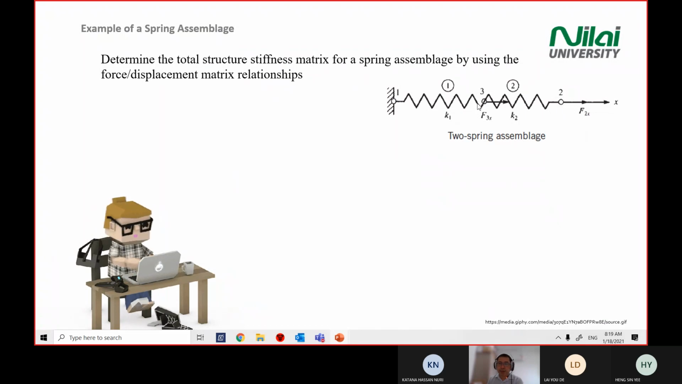And there's a pulling force at node number 3 and node number 2. There's a force at point number 2 and point number 3. K1 is the stiffness for spring number 1. K2 is the spring stiffness for spring number 2. Okay. Any question about the diagram that you see? Anything that you're not sure of, or don't understand?